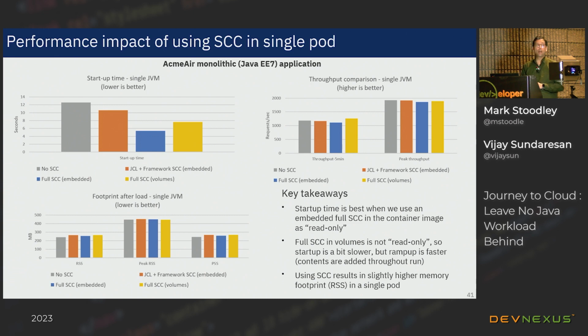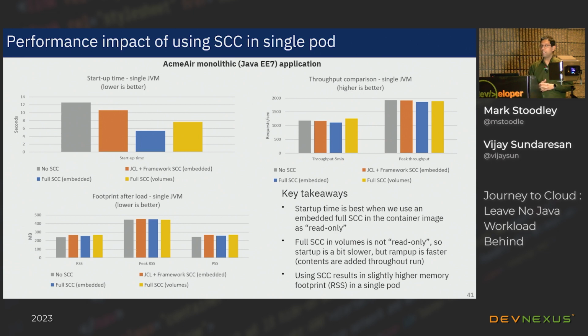Now let's look at the graph on the top right a bit. That shows throughput, two forms of throughput. Throughput in the first 5 minutes is really indicative of ramp up. And you can see that throughput in those first 5 minutes was best with a shared class cache that was mounted on volumes. This is because we were adding classes to that cache throughout the run. And so we were able to improve our ramp up in subsequent runs with that shared class cache.